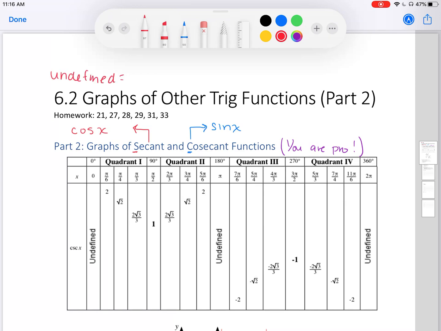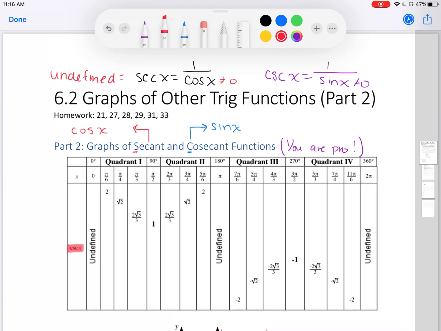We have undefined values because we need to remember that secant is made up of 1 over cosine. So we need to be careful when cosine is equal to 0, since cosine can be 0. Same thing for cosecant. We need to be careful when it has a denominator equal to 0, meaning when sine is equal to 0. So as we see here, we have a quick little image of our cosecant graph.